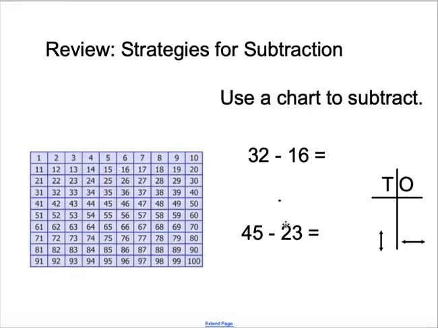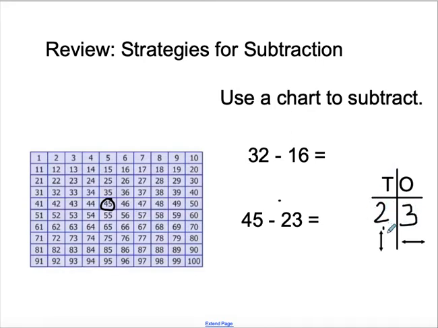Okay, so one way we could have solved this problem was to start at 45. I'm going to put 45 in my chart, and I'm going to circle 45. And now I'm looking at my chart. Oops, sorry, I made a boo-boo. I didn't mean to put 45 in there. I meant to put 23, sorry. So we're starting at 45, and we're going to subtract 23.